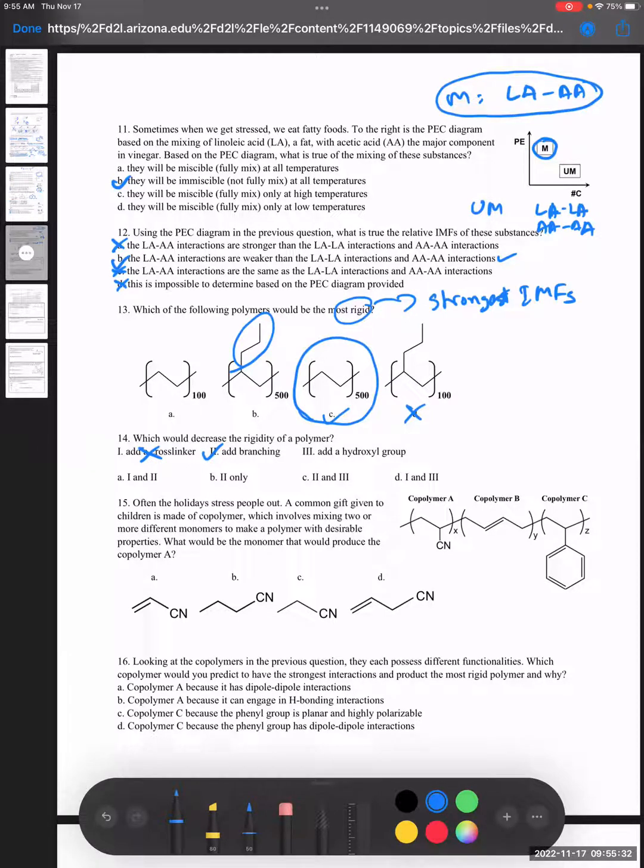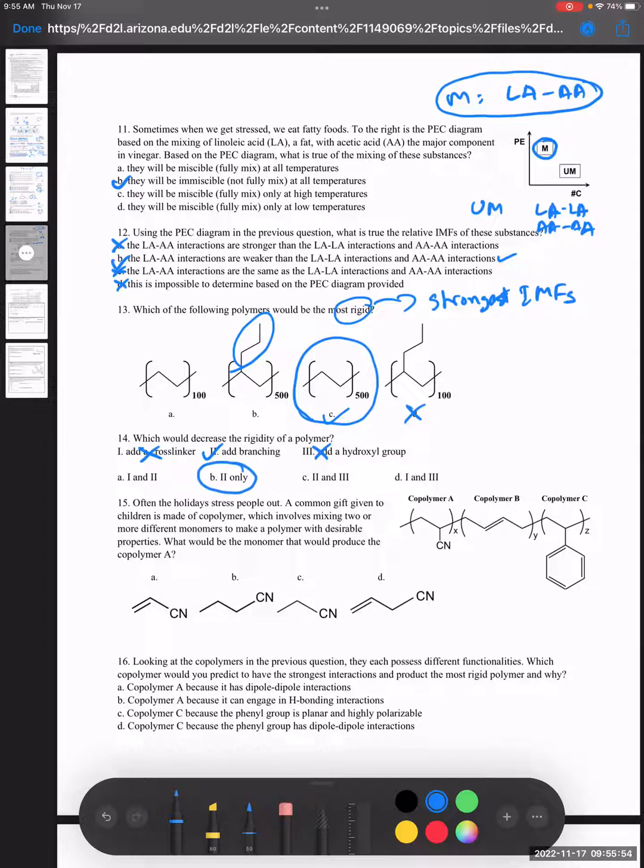That is correct. And the hydroxyl group will provide hydrogen bonding sites, and it will make the polymer more polar, making the dipole-dipole interaction stronger as well. Therefore, that is incorrect. So we can only do 2. So it's going to be B, 2 only.